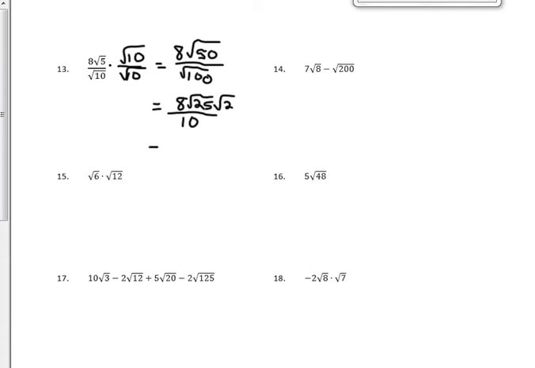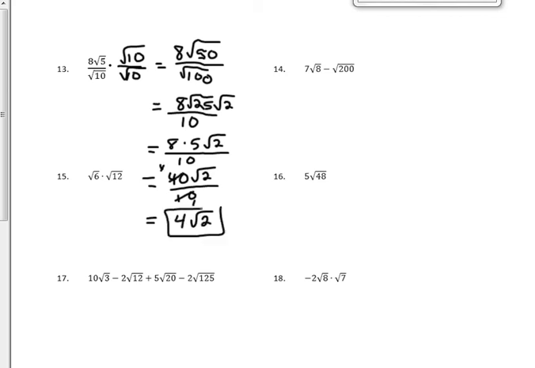The square root of 25 is 5, and the square root of 2 is not a very nice number, so I've got that over 10. On top, I've still got 8 times 5, which is 40. And then I can reduce the 40 and the 10, because 10 goes into 10 once, and 10 goes into 40 four times. So I end up with 4 square root of 2 for the final answer.